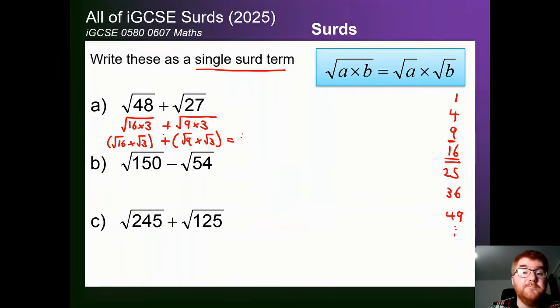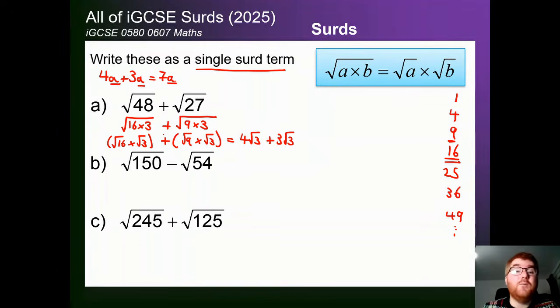Now the reason we've done that, we know what the square root of 16 is. That's equal to 4. So we get 4 root 3. We know what the square root of 9 is. That's equal to 3. And then we get this calculation here. 4 root 3 plus 3 root 3. Now think of it like algebra at this point. Notice if I did 4a plus 3a, that's equal to 7a. We approach this now in exactly the same way.